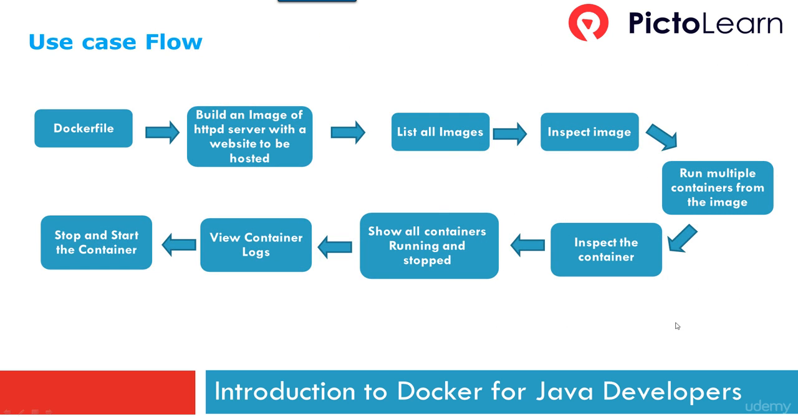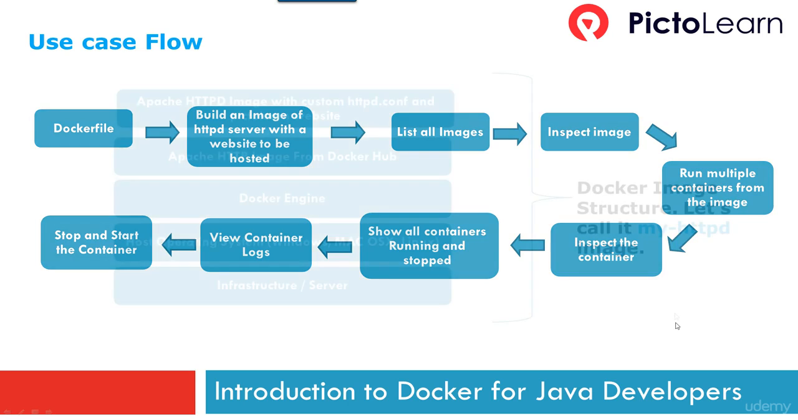So long story short, this is the flow diagram of what we are going to do as a part of this use case. You basically have a Docker file. We're going to use the Docker file to build an image of HTTPD server with a website to be hosted. We're going to learn how to list all images, inspect images, run multiple containers from the image, and then inspect the containers, show all the containers which are running and stopped, maybe view container logs, and also to start and stop the container. I know this is very abstract, but you'll get used to it once we start the lessons.